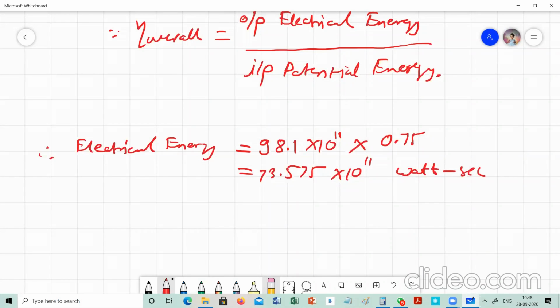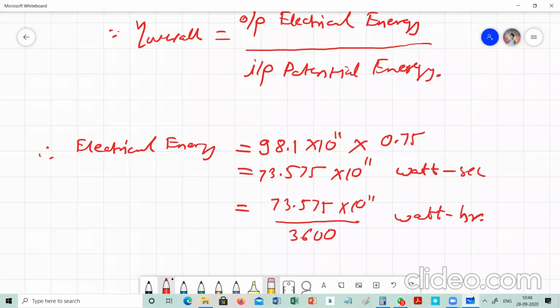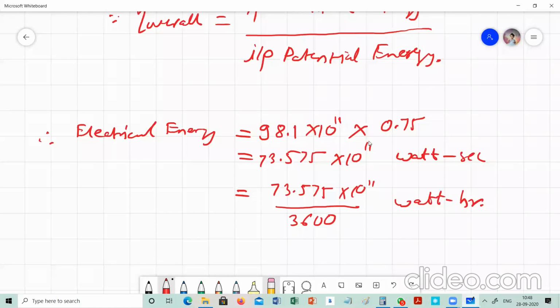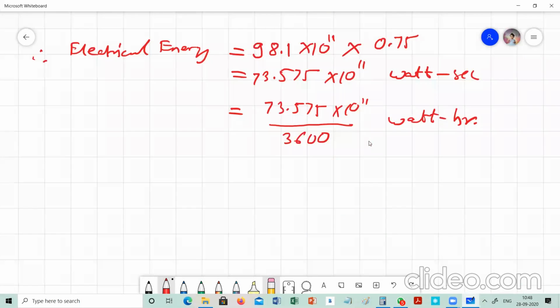And if we want to convert it into watt hour, then we have to divide it by the number of seconds in an hour. It is equal to 73.575 into 10 raised to 11 divided by 3600. It will give the answer in watt hour. And if you want it in terms of kWh, then again we have to divide it by 1000.